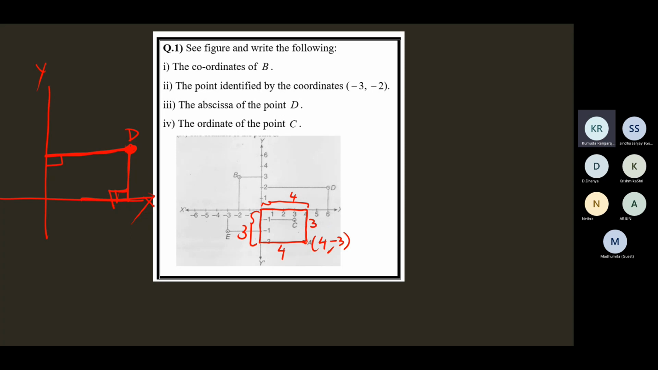Now, this is the point A. This is the x-axis. So this is the perpendicular distance of the point from the x-axis, and this is the perpendicular distance of the point from the y-axis. What is the perpendicular distance of the point from the x-axis? 3, which is the y-coordinate. And from the y-axis? 4, which is the x-coordinate.